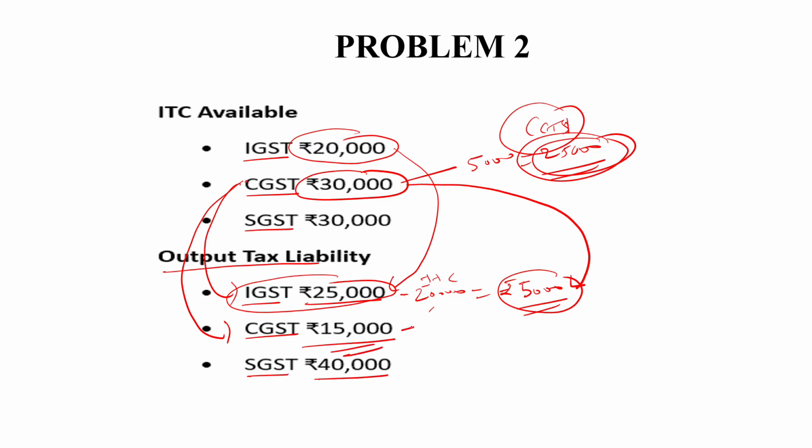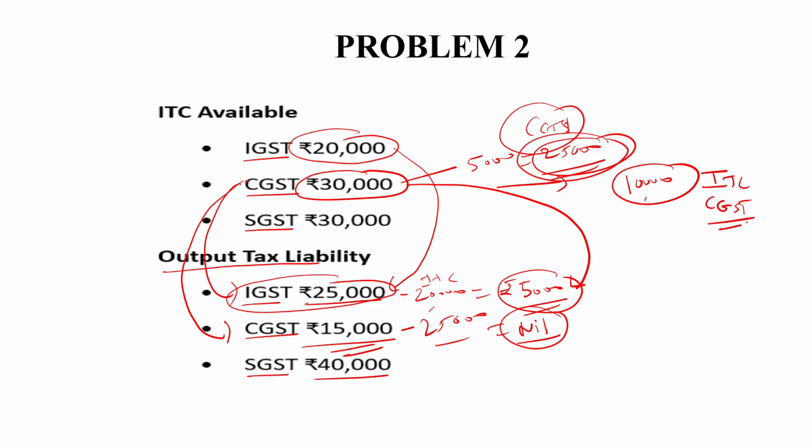So 15,000 minus 25,000, and this is nil. We don't have to pay any CGST. So how much balance is remaining? 10,000. So we have around 10,000 of input tax credit of CGST, which means we don't have to pay anything of IGST, we don't have to pay anything of CGST. On top of it, we have CGST input tax of 10,000.